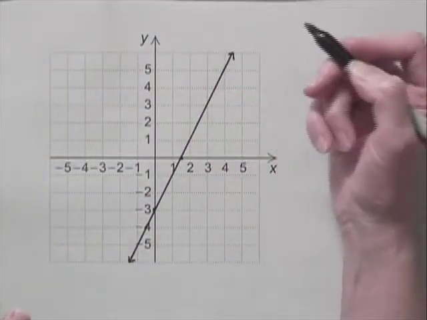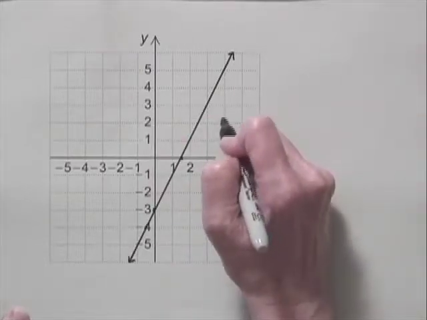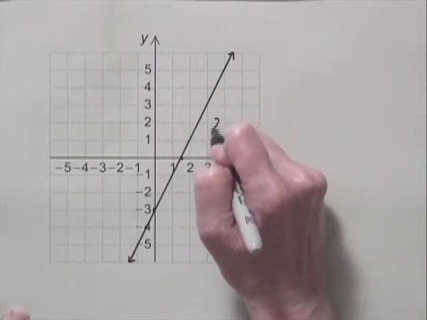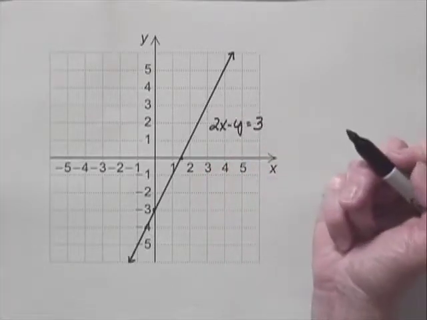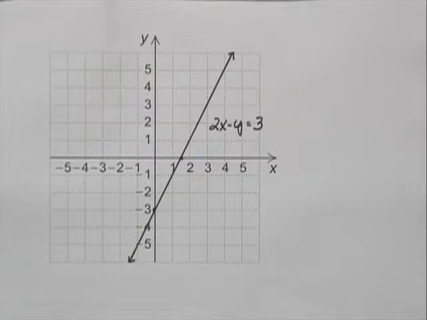And we will label the graph with the equation, 2x minus y equals 3. And now let's use a third point as a check to see if we've done this correctly.